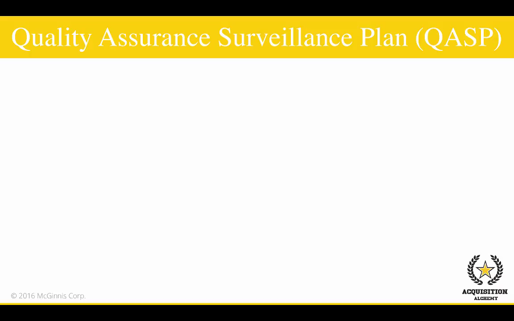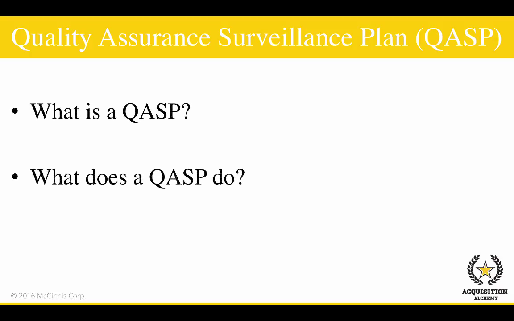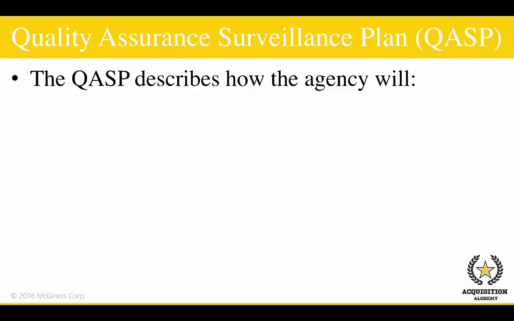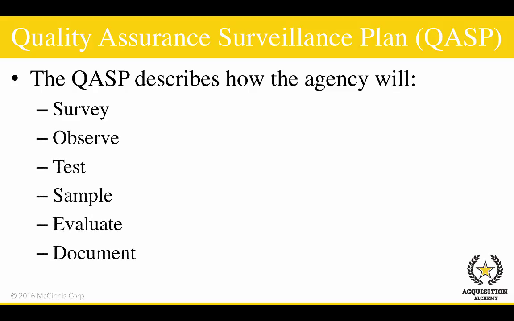That's where a Quality Assurance Surveillance Plan, or QASP, comes into play. What is a QASP, and what does a QASP do? A QASP provides a systematic methodology, or a routine, of planning, scheduling, and conducting quality assurance surveillances. The QASP describes how the agency will survey, observe, test, sample, evaluate, and document the contractor's performance in meeting critical performance standards identified in the PWS.